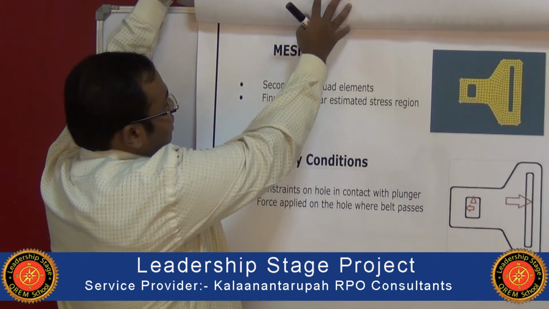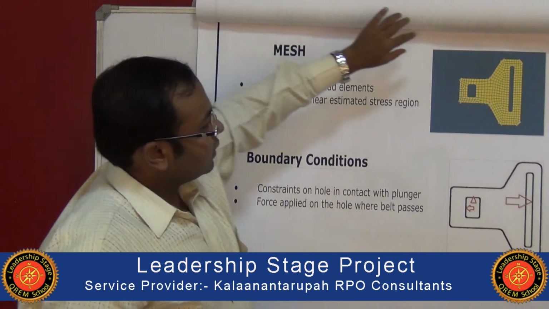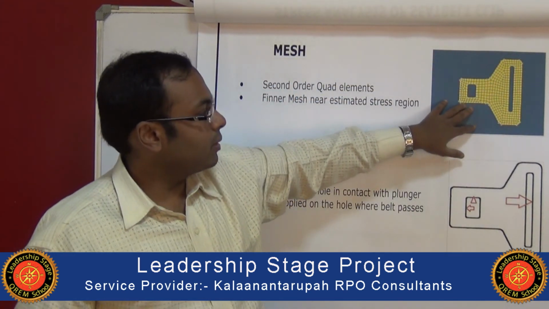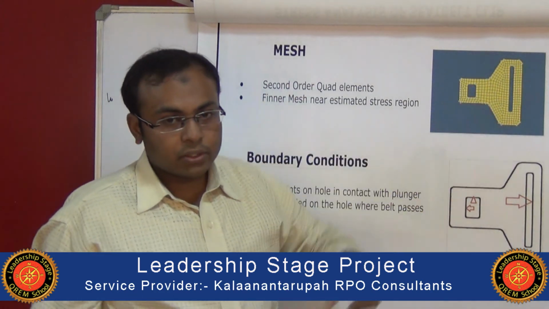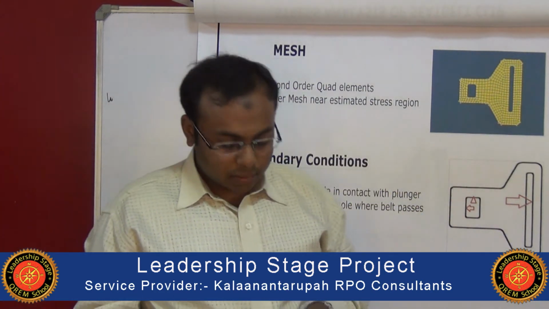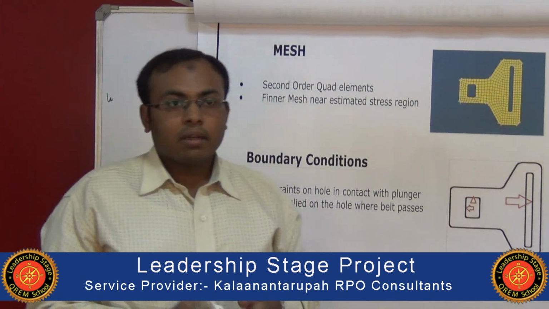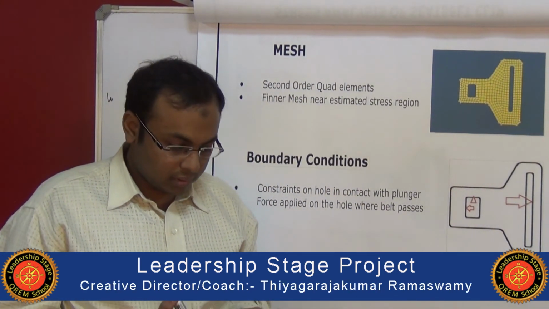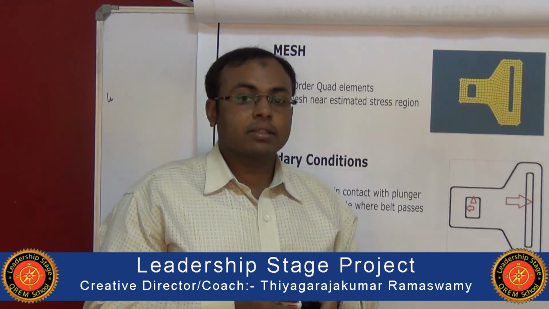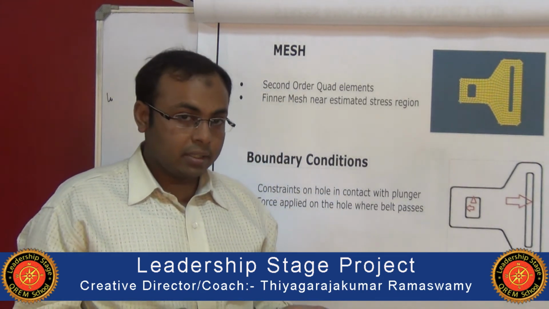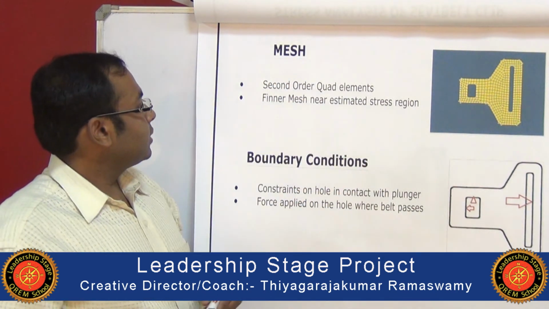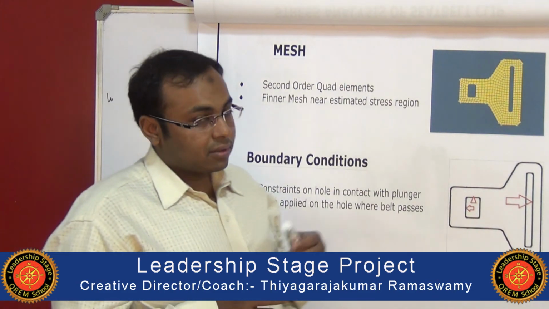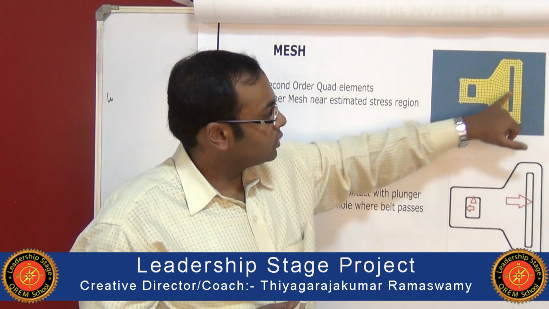Once the basic conditions were known, we created a quadrilateral mesh for the clip. Main consideration was given to the hole where the belt passes through and the hole where the plunger fits in. A quadrilateral mesh was chosen as compared to trias because trias are not flexible, whereas quads are. So it gives a more accurate result as compared to trias. Second order elements were taken, and a finer mesh was used at the regions near these two holes.